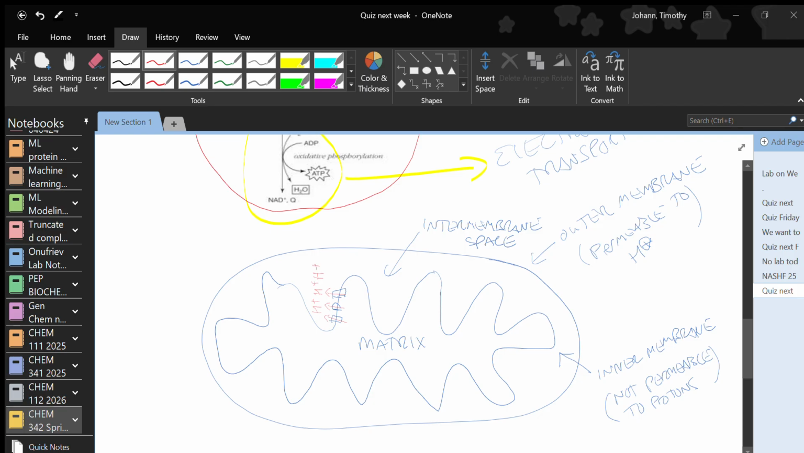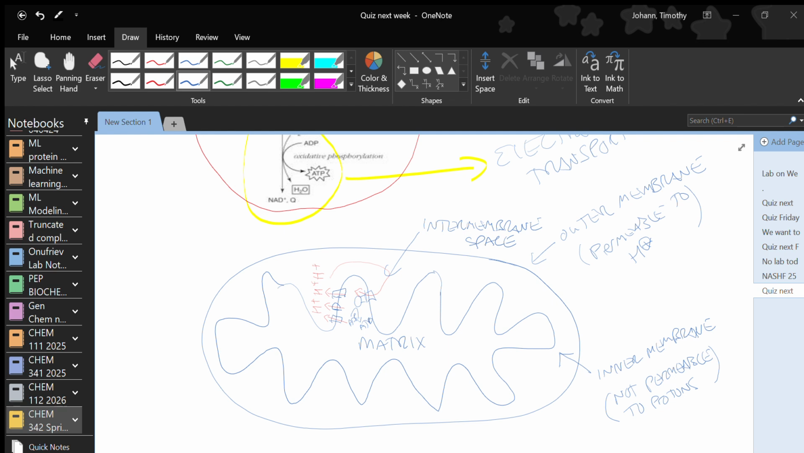And then what we won't focus on today, but we'll focus on next lecture, is those protons can then come back in, and when they do that, they're going to come in through the ATP synthase, and we're going to go from ADP to ATP. Okay, drawn tiny and almost pretty illegible. But overall, that's what's happening here.